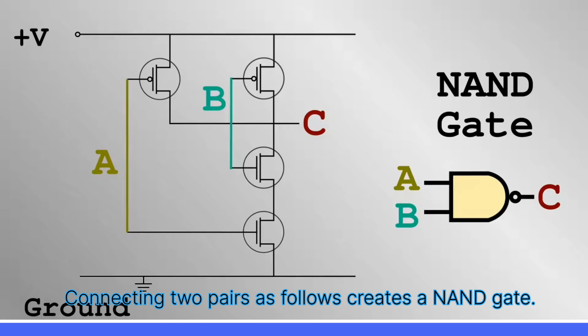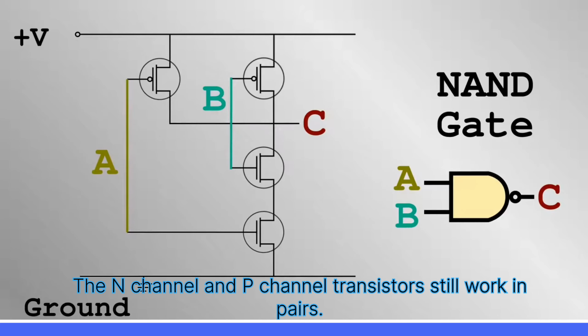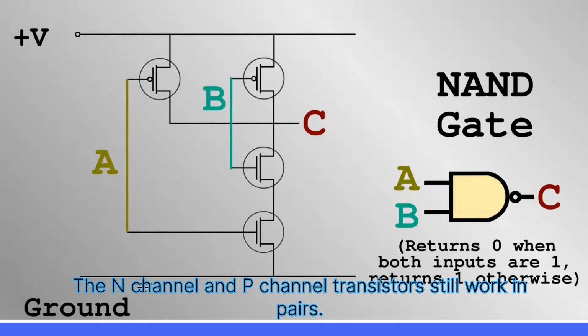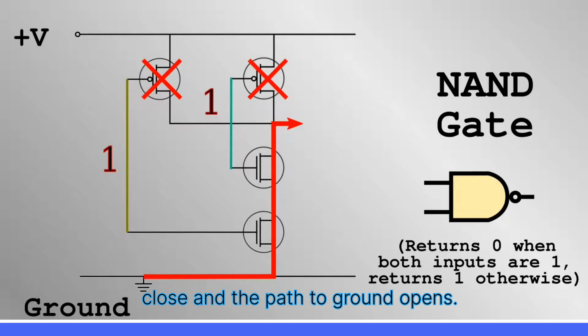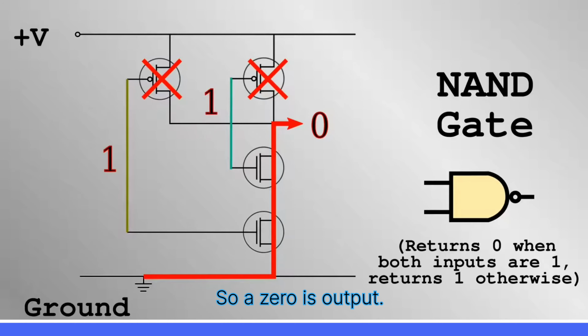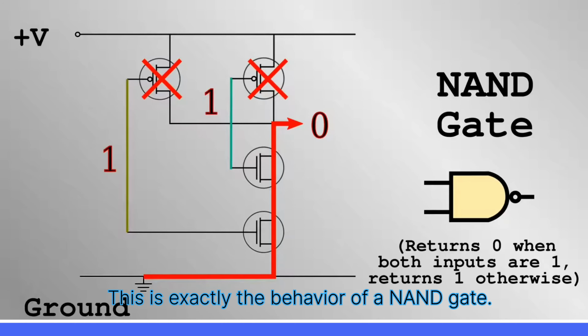For a computer, these and all other possible gates must be implemented through CMOS pairs. Connecting two pairs as follows creates a NAND gate. The N-channel and P-channel transistors still work in pairs. Only when a high voltage, or 1, is applied to both pairs of inputs do the paths to high voltage close and the path to ground opens. So a 0 is output. This is exactly the behavior of a NAND gate.